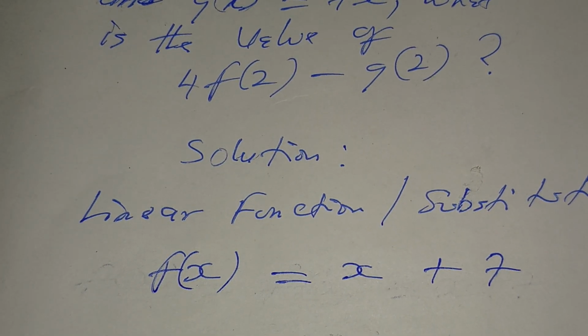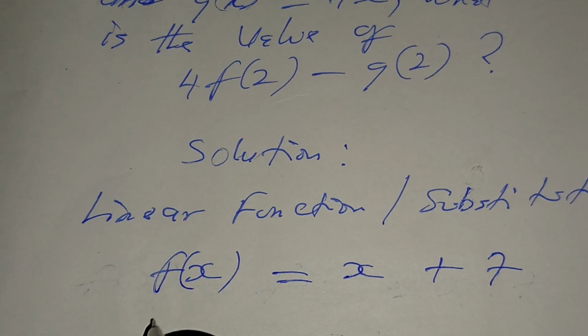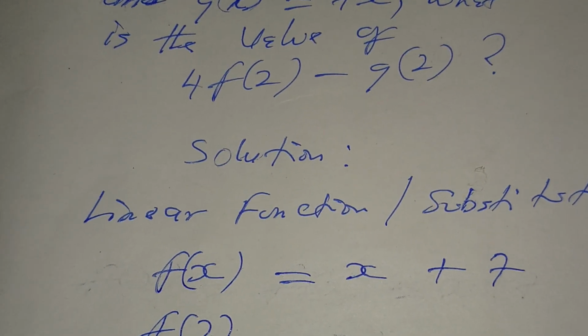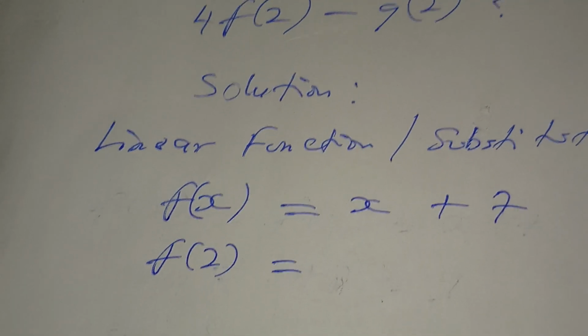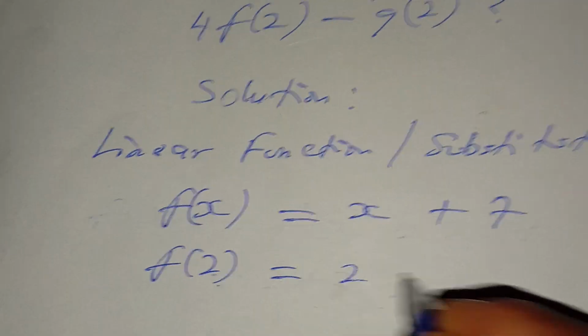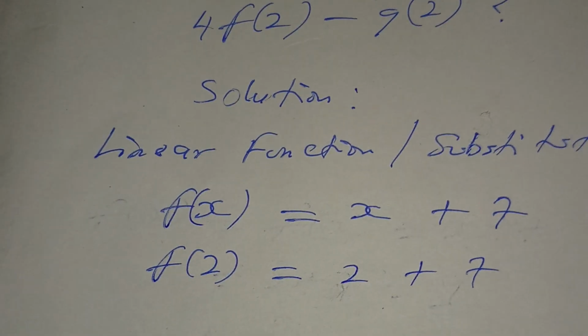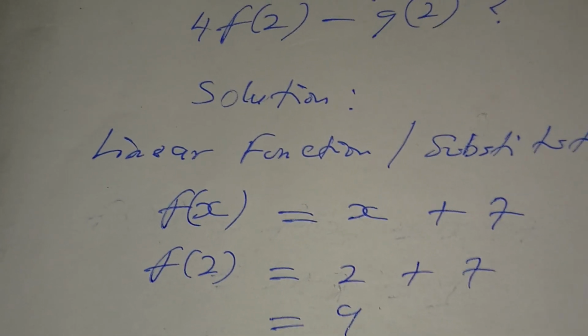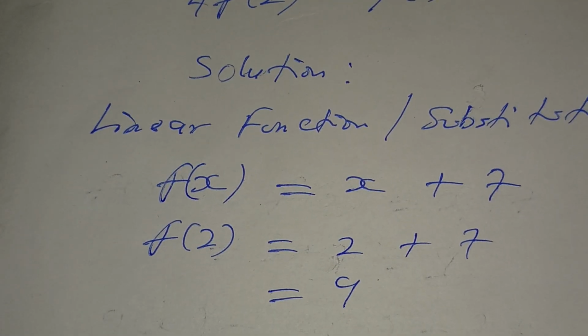If f of x equals x plus 7, then f of 2 will mean that wherever we see x, we input 2. So x now becomes 2 plus 7, and that will give us 9. That's the value of f of 2. Substituting 2 for x, 2 plus 7 gives us 9.